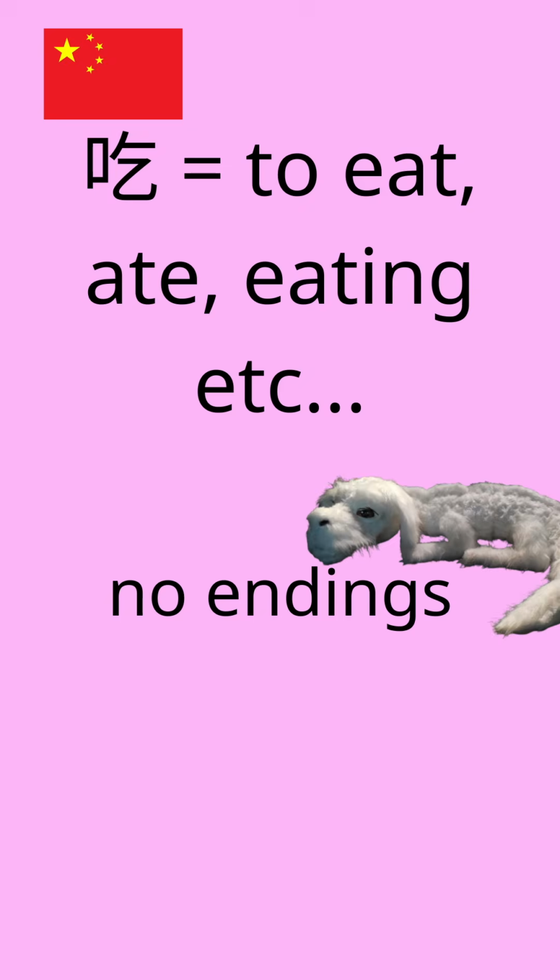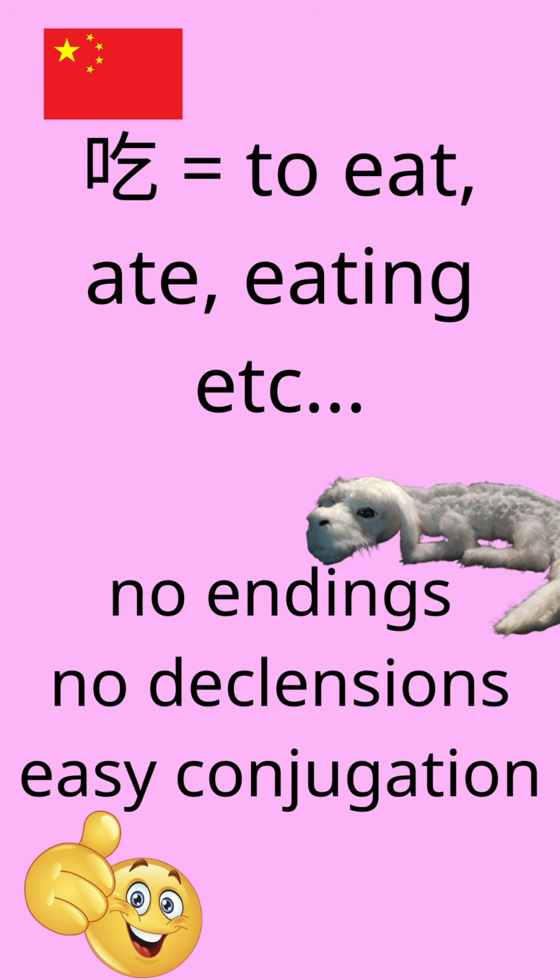So in an analytic language, you don't add many endings. There is little or no declension, and verbs aren't conjugated in a complex way. Instead, you use function words. Let's take a very simple example to make this concrete.